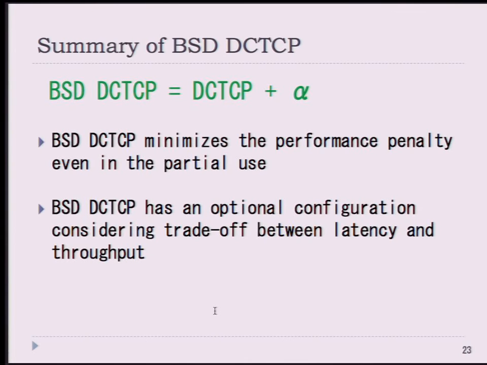So in my talk, I introduced what DCTCP is and what the BSD DCTCP feature is. What we did is that BSD DCTCP minimizes the performance penalty in the partial use of DCTCP. So we can say that BSD DCTCP is more beneficial and more practical than other implementations. The other message is that we have a selectable parameter for performance tuning, so you can choose the performance benefit according to your application's requirements.